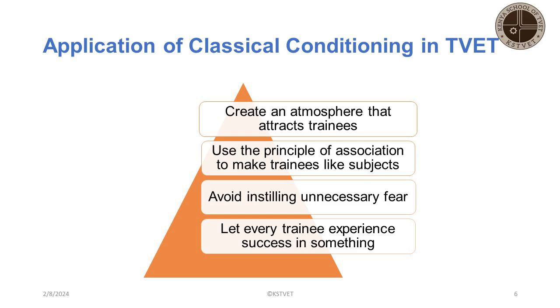Next, use the principle of association to make trainees like subjects. Associate the learning content with positive experiences or emotions. Integrate interesting examples, real-world applications, or hands-on activities that make the subjects more engaging and enjoyable. By linking the subject matter with positive stimuli, trainees are more likely to develop a liking for the topics or courses.